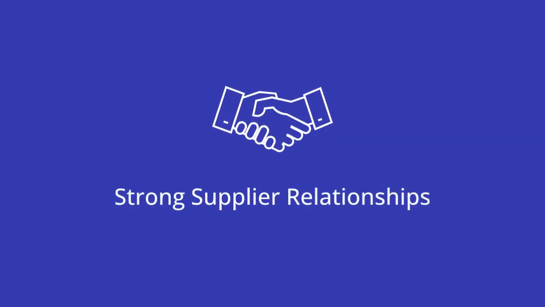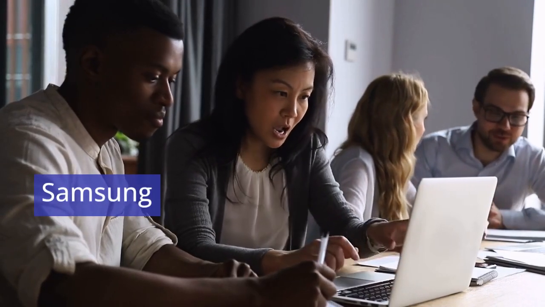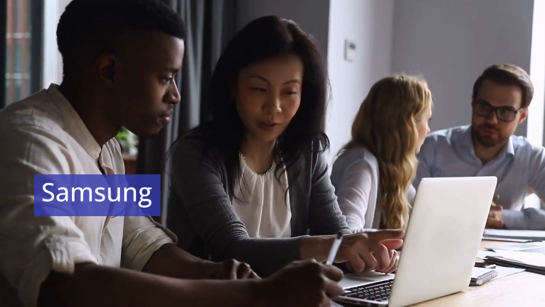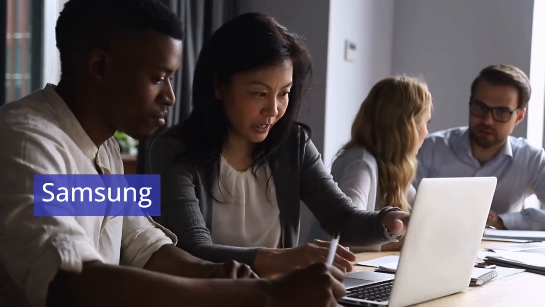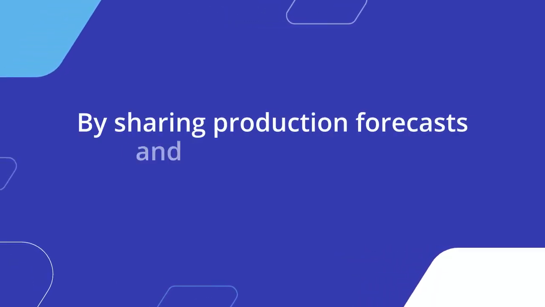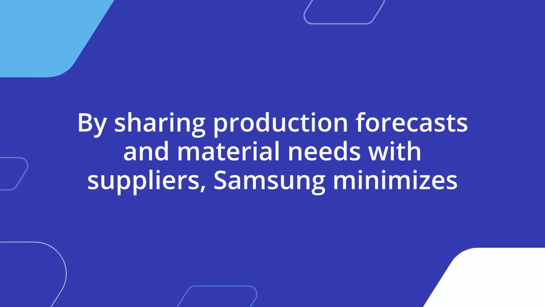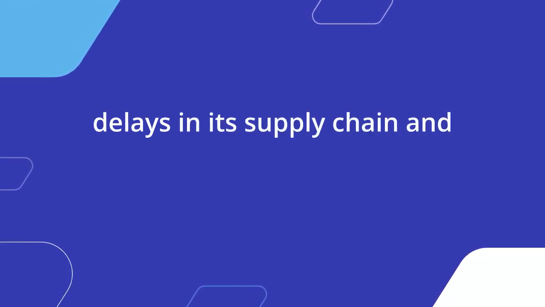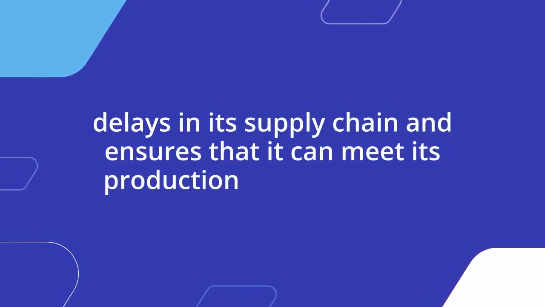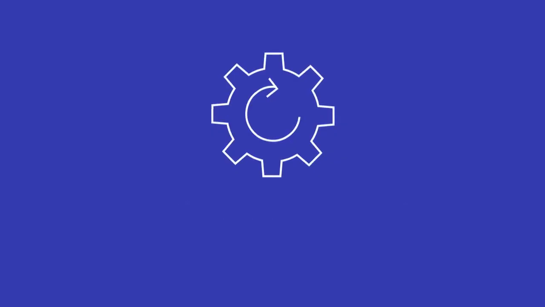The success of MRP also relies on strong supplier relationships. For example, Samsung works closely with its suppliers to ensure a steady flow of components for its electronic devices. By sharing production forecasts and material needs with suppliers, Samsung minimizes delays in its supply chain and ensures that it can meet its production targets on time.